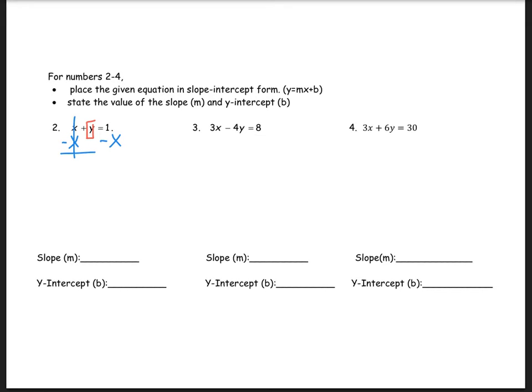So we have y is equal to, we want the x to come first, negative 1x plus 1. You don't need to write the 1 if you don't want. The negative 1, excuse me, right here. But it does tell us what the slope is. So our slope is negative 1. Our y-intercept is positive 1.